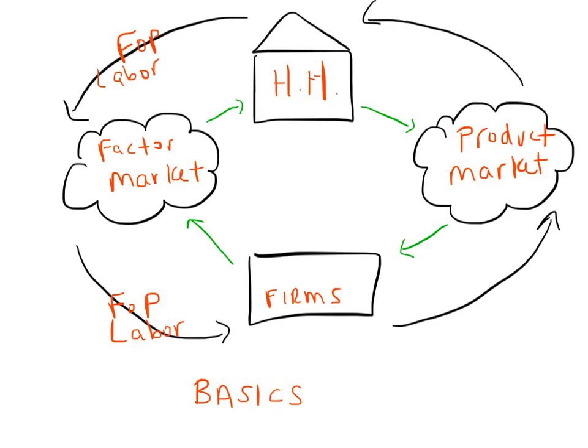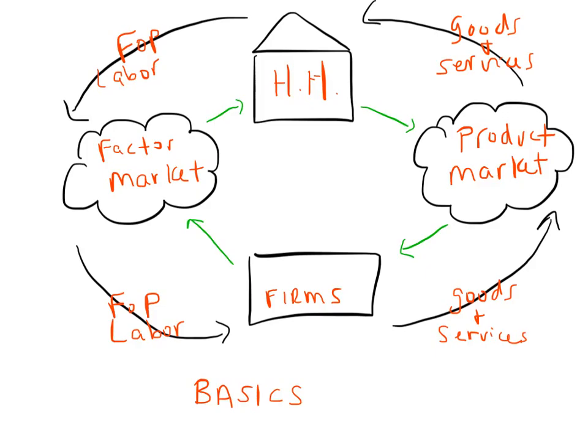Then, the firms take those factors of production and the labor, they transform it into goods and services, which they then put into this metaphorical product market, and then households enter the product market, which you may view as a store or an online store where you receive goods and services from. So the outer wheel shows that the households give factors of production, mainly labor, to the firms. The firms turn that into goods and services, which they then sell back to the households.